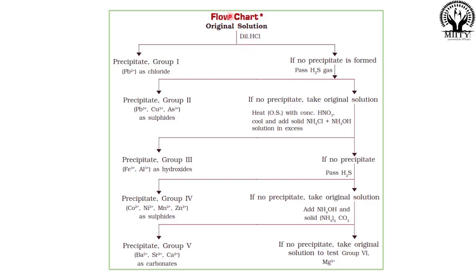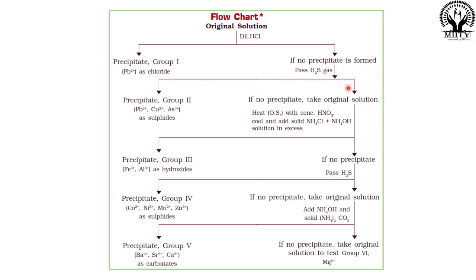After testing for ammonium ion, if ammonium ion is absent, look for the other cations. For that purpose, we have to follow this procedure. Take the original salt solution, add dilute HCl. If precipitate is formed, group 1 cations are present. If precipitate is not formed, then pass H2S to the same solution. Then observe the solution. If precipitate is formed, group 2 cations are present.